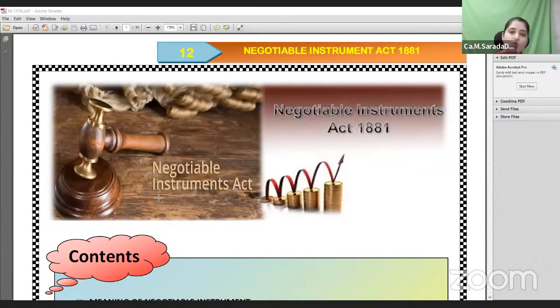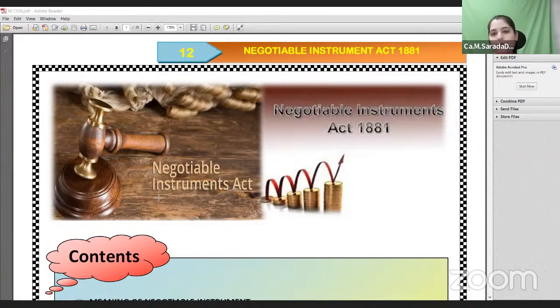As we all know, in the Companies Act we would get around 60 marks. And for the NI Act, you have about 10 to 12 marks or 15 marks accordingly. And in the same way, you have the Indian Contract Act, General Clauses and Interpretation of Statutes. These are other acts.